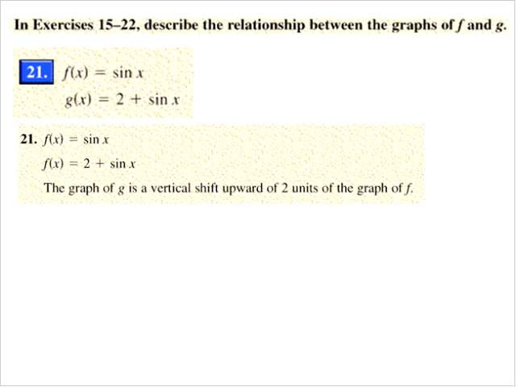For your next one, describe the relationship between graphs f and g. The only difference is that you're adding 2. So this has to do with your translations. If you're adding 2, that is just a vertical shift upward of 2 units. So again, a review of your translation from way back in Unit 1.